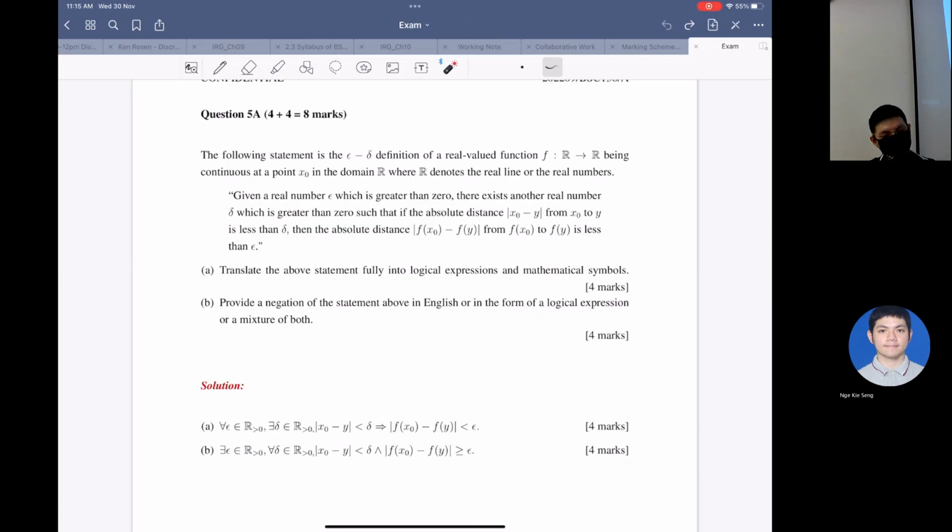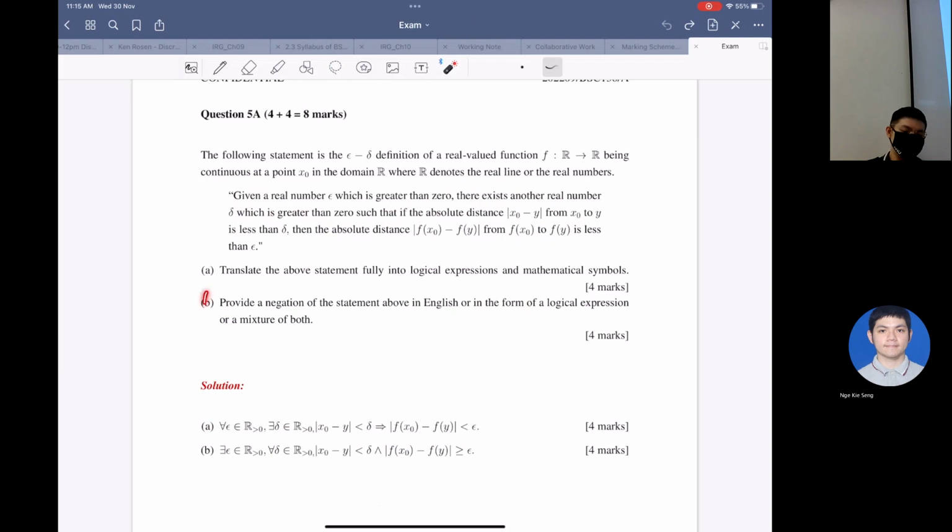Okay, 5A here. At first look, this one is quite hard, but if you split the words, for example, split the given, split the exist, and then split the if, then you should know what quantifier you are using. I think this is first week or second week stuff. Given, and there is this. And then this condition here, I already wrote almost everything. So you just use this notation, and then less than.